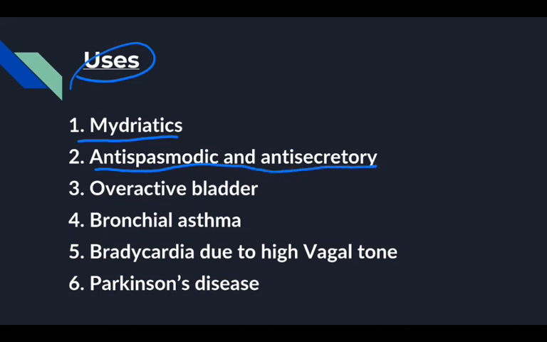Some patients get GI spasms which will cause painful contraction of their GIT. So cholinergic antagonists are used to reduce those spasms. And antisecretory, these drugs are used during acidity to decrease the acid secretions. Usually atropine is used in these conditions. And for mydriatics, atropine was previously used, but nowadays shorter acting drugs are used like tropicamide.